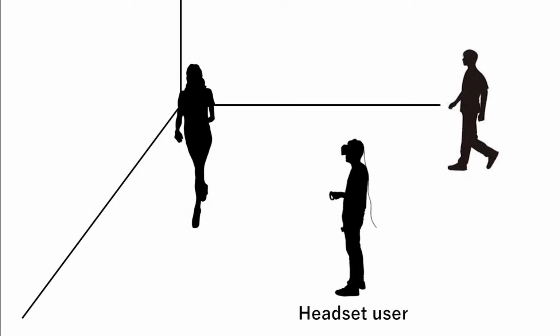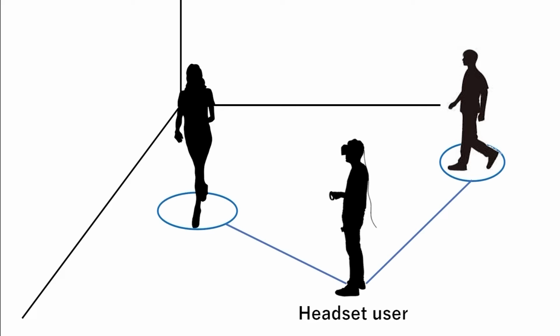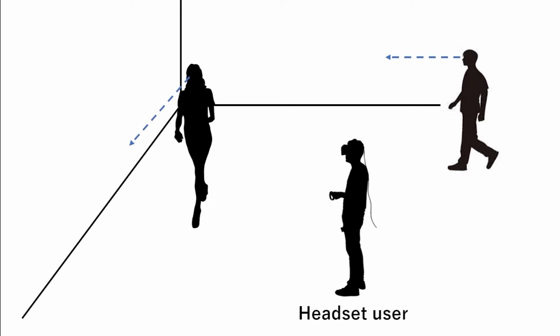In this research, we explore 3 visualization techniques that present informal awareness information to the headset user about bystanders. This informal awareness information about bystanders is comprised of their location in the room, their head orientation, or what they're looking at, and their bearing, or where they're moving.